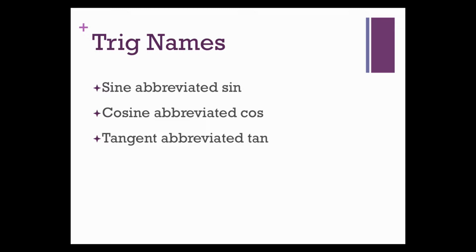Sine, cosine, and tangent. They are abbreviated SIN, COS, and TAN. Please don't call them sin, cos, and tan. Okay, that's just like a math faux pas. If you're out in the math community and you go, yeah, so I'm working on this problem and I take the sin of 25 degrees, they're going to kick you out of the cool kids club. All right. Sine, cosine, and tangent.